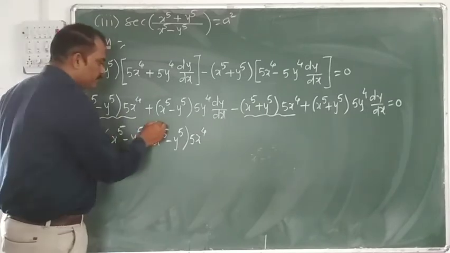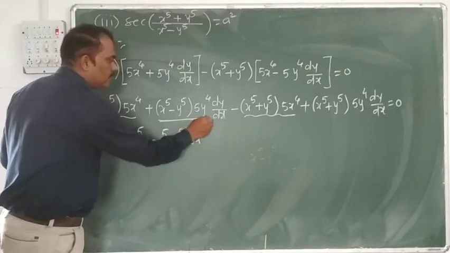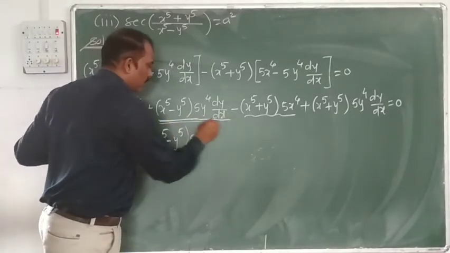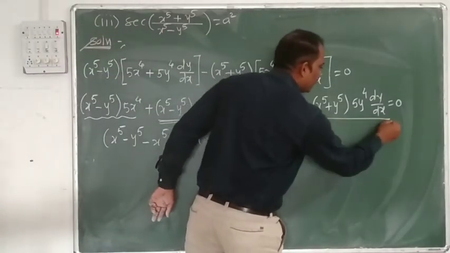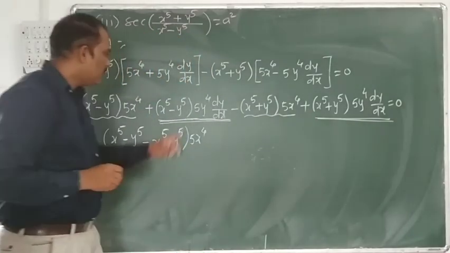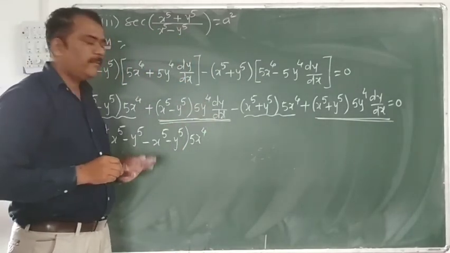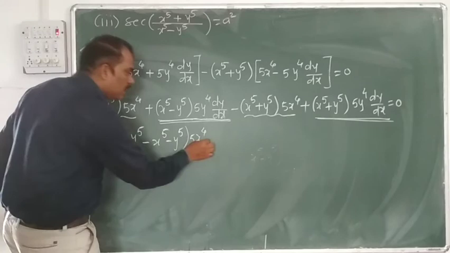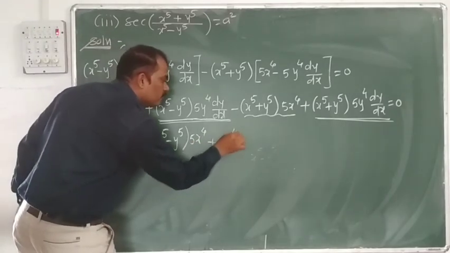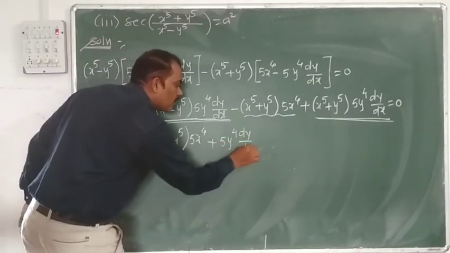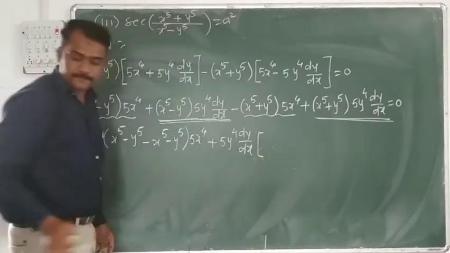Also from this term and from this term we have to take 5 times y raised to 4 into dy by dx common, so that plus 5 times y raised to 4 into dy by dx is common into bracket.